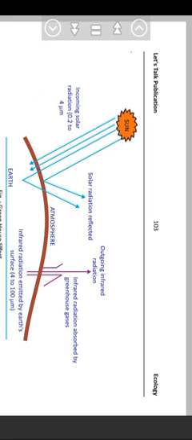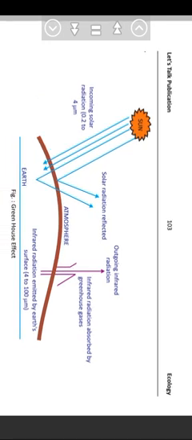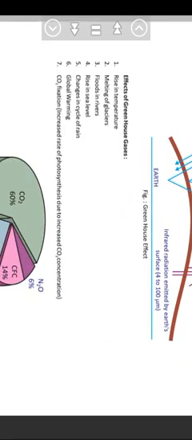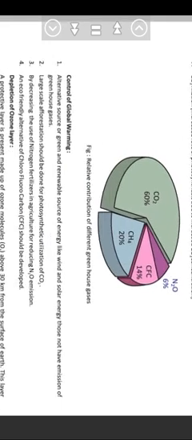Effects of greenhouse gases: rising temperature, melting of glaciers, floods in rivers, rise in sea level, changes in the cycle of rain, global warming. CO2 fixation: increased rate of photosynthesis due to increased CO2 concentration. N2O 6%. Figure: relative contribution of different greenhouse gases.